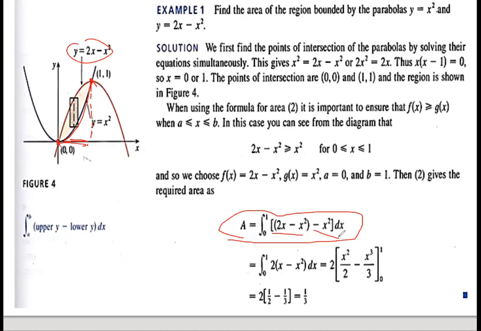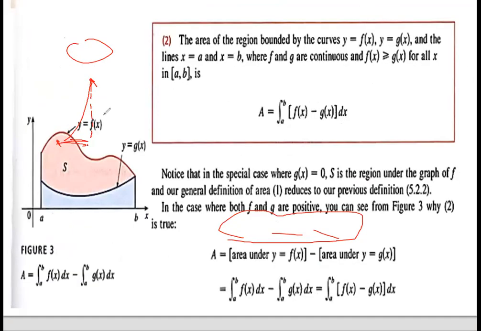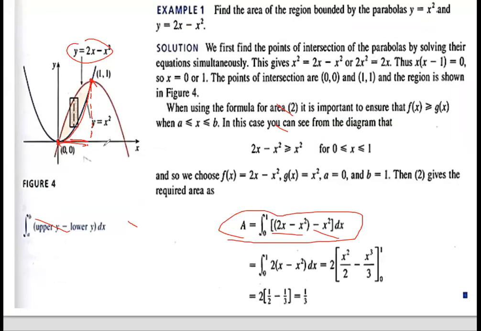Yes, sir. They didn't tell you to find where the two curves intersect. You have to know that you have to find that. In the previous slide, one would think that the a and b might be given. They might give you a and b. But in this one, they didn't tell you anything about a and b. You have to figure that out using your knowledge of algebra. Got that?